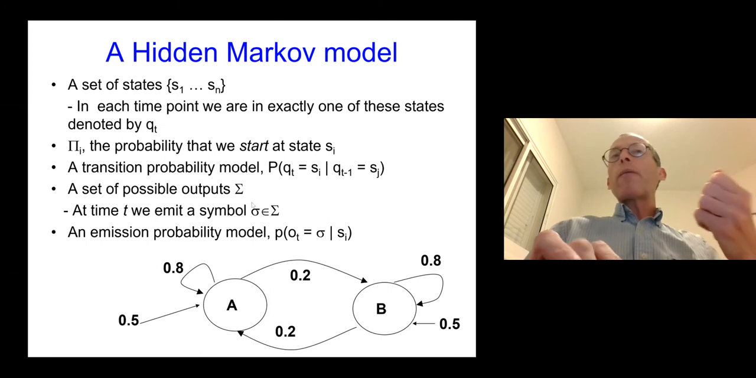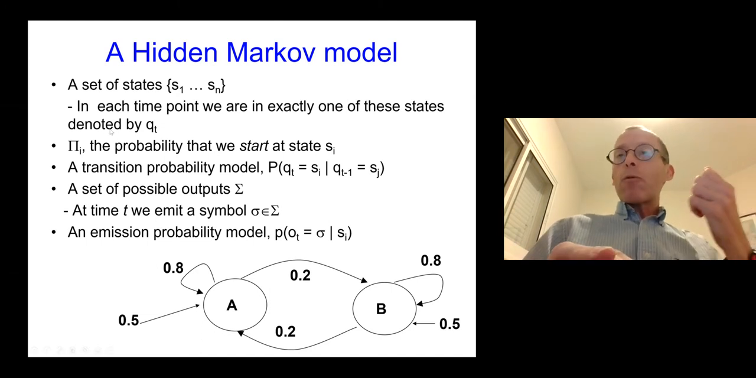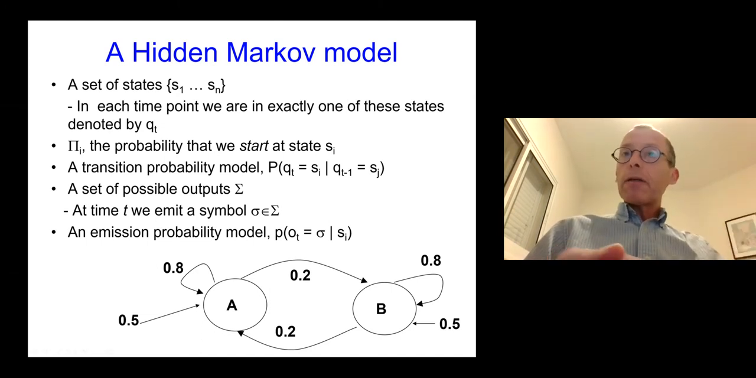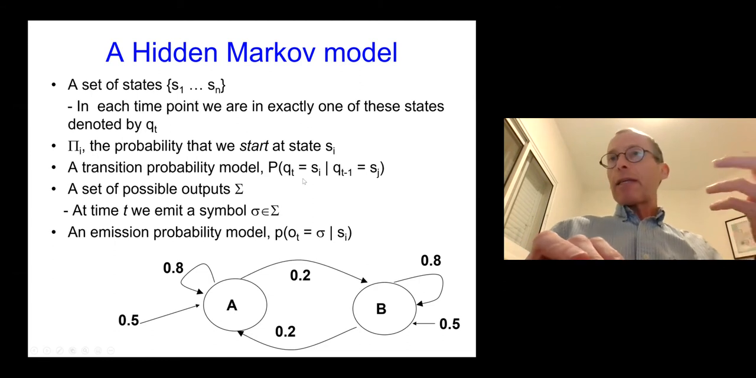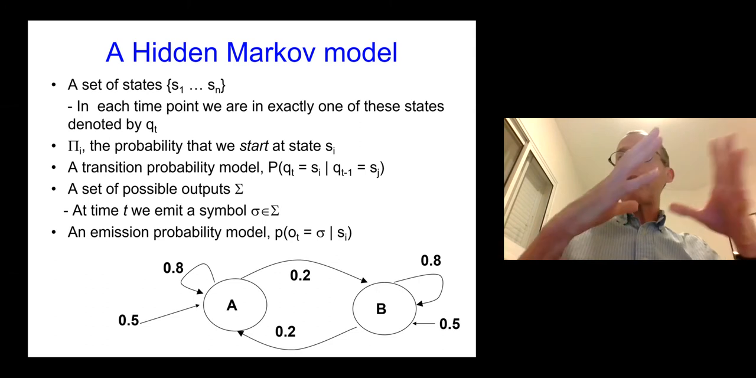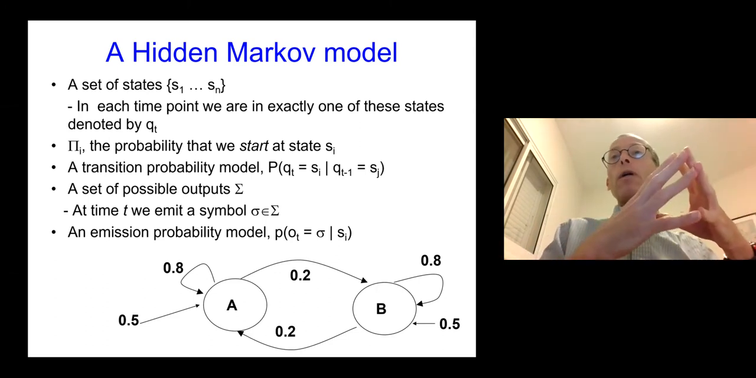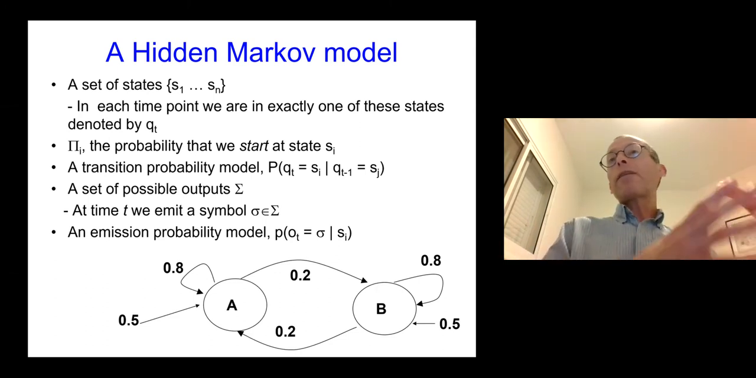In terms of the number of parameters, we have one initial probability parameter for each state. Let's say there are n states, then we have n squared transition probabilities. That's why we usually call it a transition probability matrix, because we have to know the transition probability from one state to each of the other states.